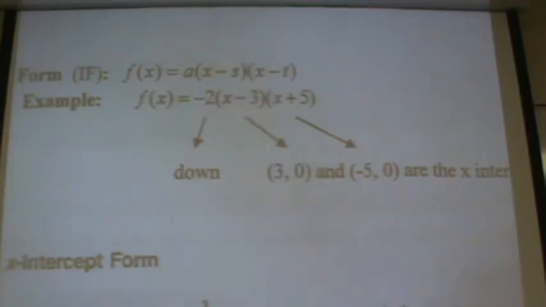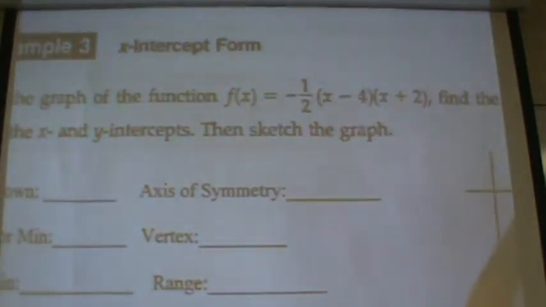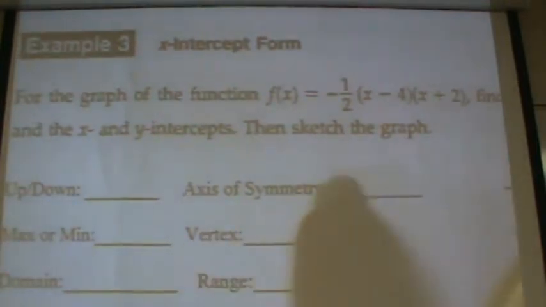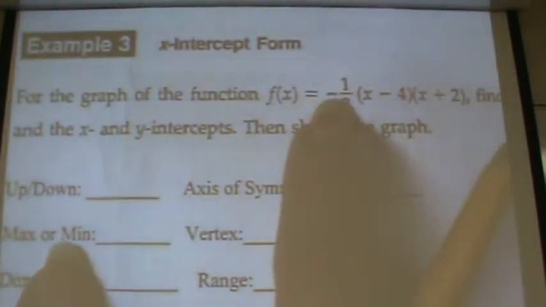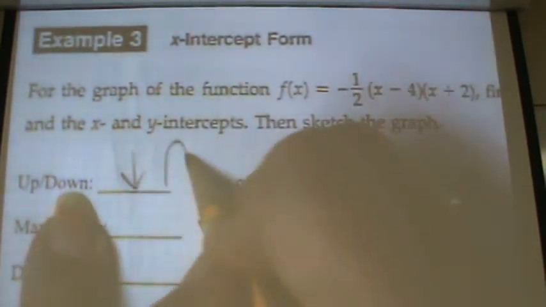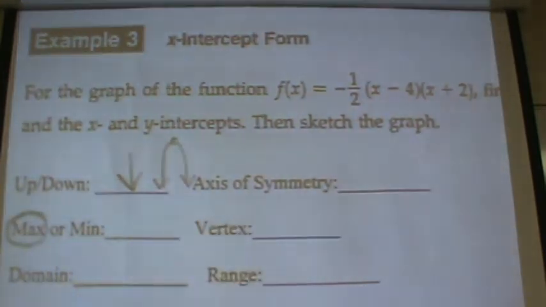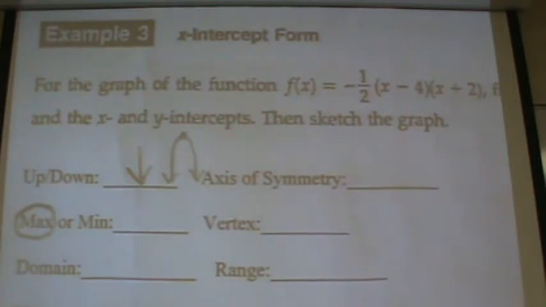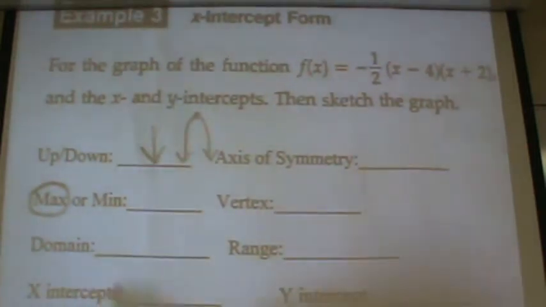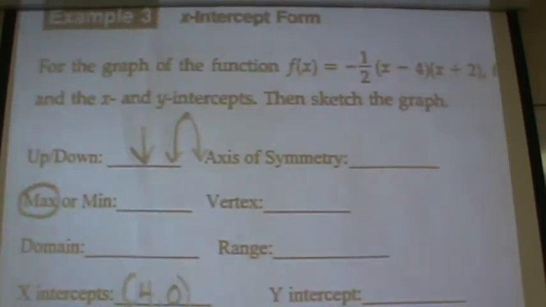So let's look at a problem. This is written in x-intercept form. What do we know about this? We know it's down. We know that our vertex is going to be a max. We haven't found it yet, though. What else do we know? What are the x-intercepts? 4, 0, and negative 2, 0. Could you please plot those for me? 4, 0, and negative 2, 0.